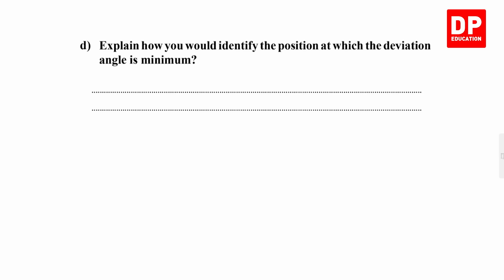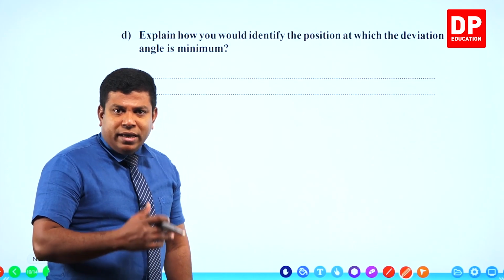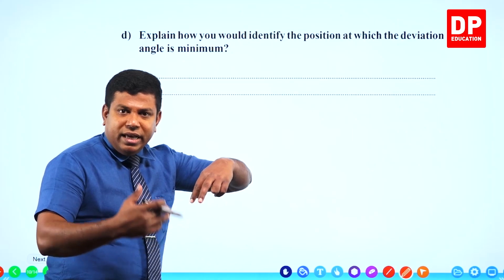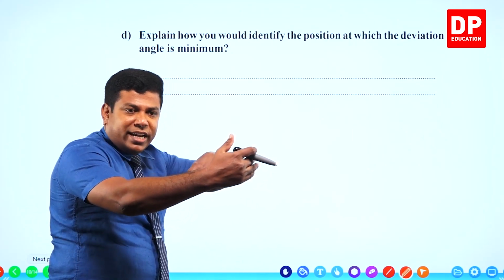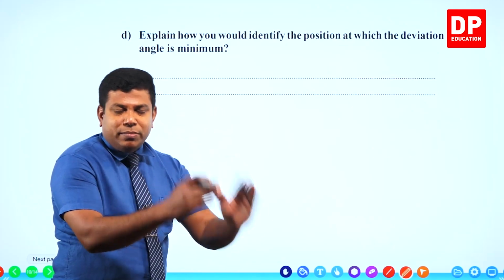Next, explain how you would identify the position at which the deviation angle is minimum. How do you identify the minimum deviation point? You have to explain that when you rotate the prism table, the image moves to one direction, stops and it returns. The point where it stops is the minimum deviation.